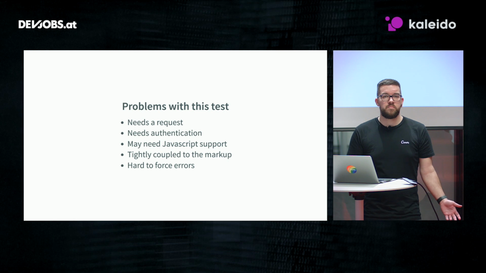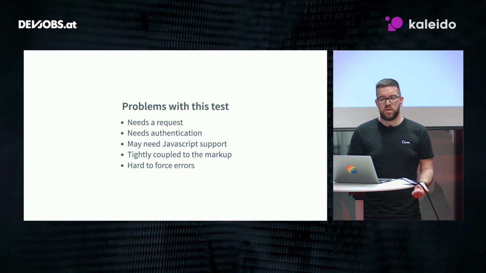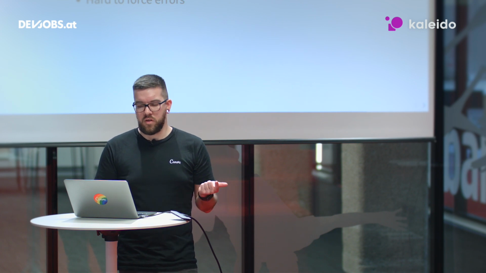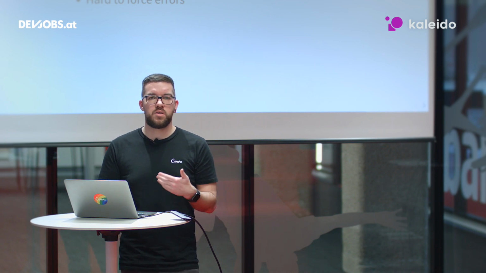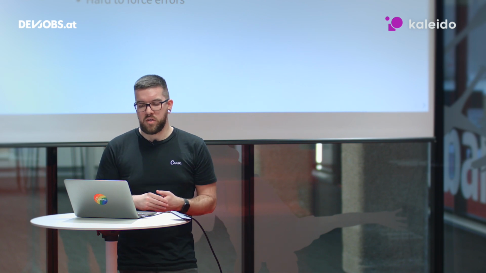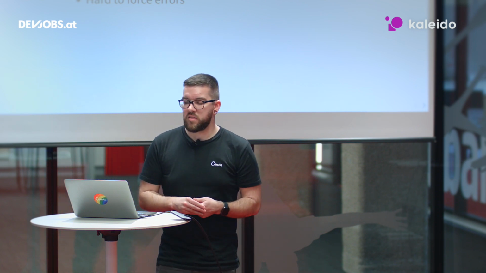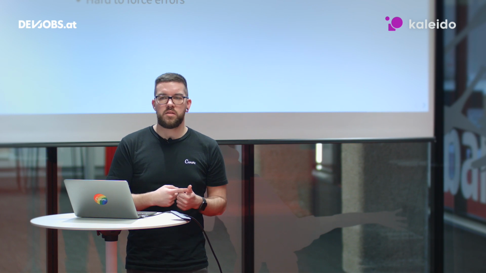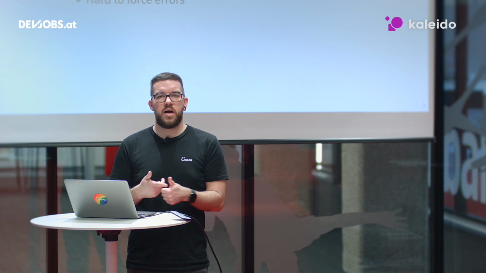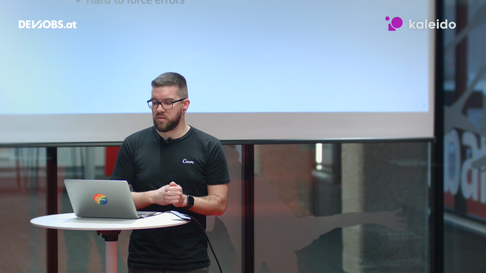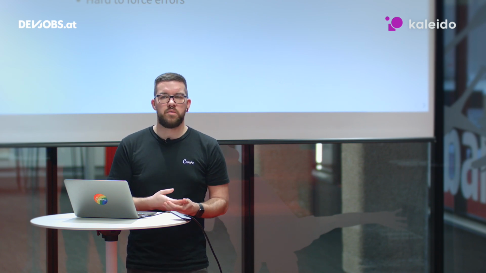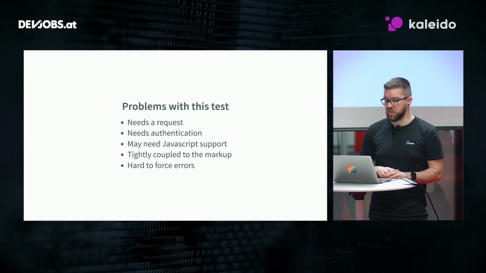They always need a request. They always need authentication, so you always need to take care of that. They need a shadow browser, or even JavaScript support sometimes, depending on how you display that error, because it might be JavaScript with a toast somewhere and you need to support that. It's tightly coupled to the markup because we are clicking on a button that is called subscribe, which has nothing to do with our update function that we actually want to test. And it's hard to force errors because you always need to create instance doubles and spies and whatever. And they are slow because they go through the whole MVC stack all the time, even though they don't need to.